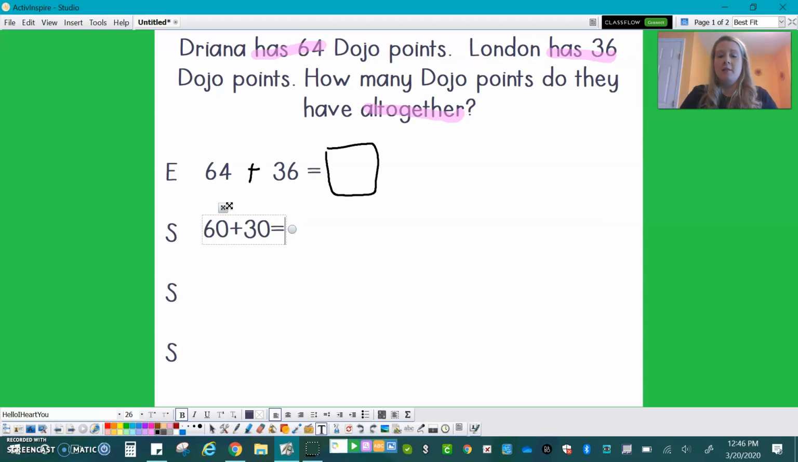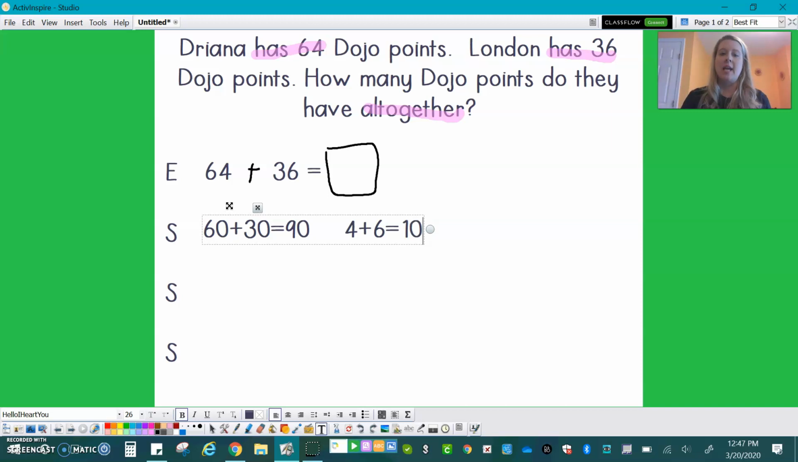Okay. 60 and 30, if I count, that's just like adding 6 plus 3. I just put the 0 back to the end. So I can see 6, 7, 8, 9. So this total is 90. Then I'm going to add my ones. So I can see in the number 64, there's a 4 in the ones place. I can see in the number 36, there is a 6 in the ones place. And I definitely know my make tens facts, and 4 plus 6 is a 10.